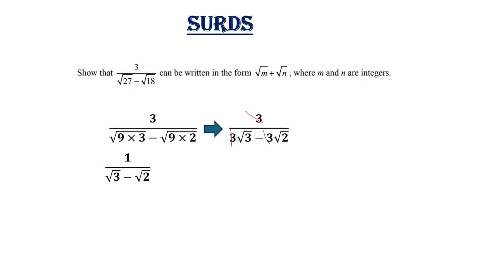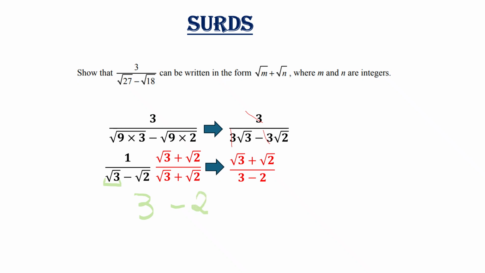Now, we must rationalize. We multiply both by the conjugate, which is root 3 plus root 2. Now, 1 times root 3 plus root 2 is just root 3 plus root 2. And then, do you remember what I just said? In the denominator, you square this. Root 3 squared is 3. Root 2 squared is 2. So it's just 3 minus 2. So it's just going to be root 3 plus root 2, and that's your final answer.